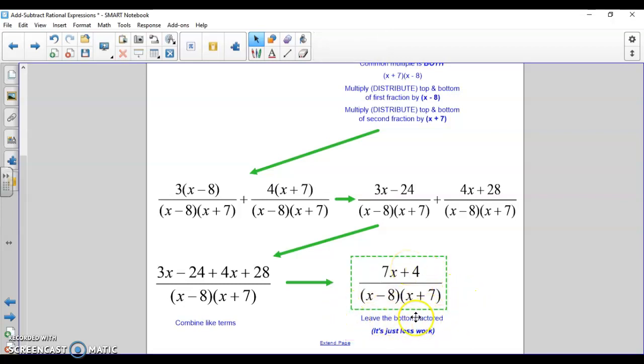Leave the bottom factored. It's just less work. You don't need to FOIL it out. I'm not asking you to. You're not going to see my answers FOILed out. All right? If you're using Photomath, it might FOIL it out for you. All right? If you're using it, whatever. But we got our answer here. It's the same thing.